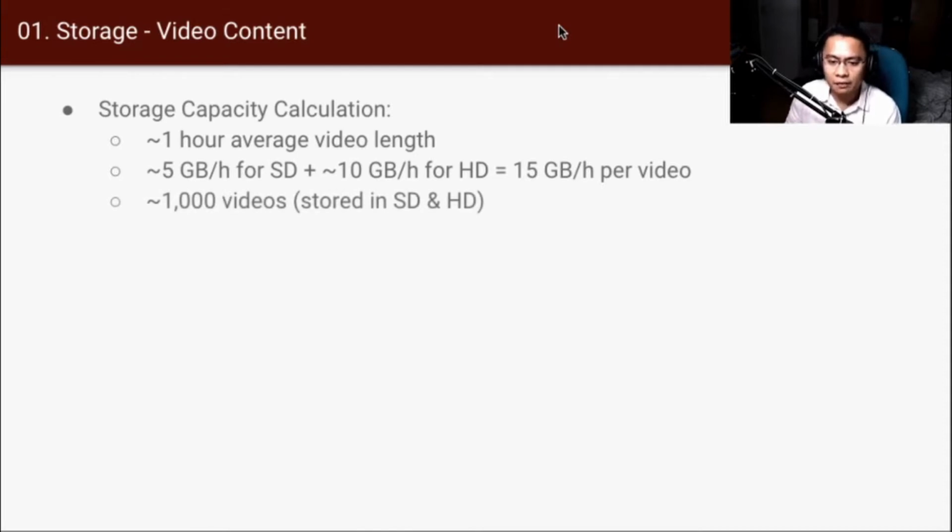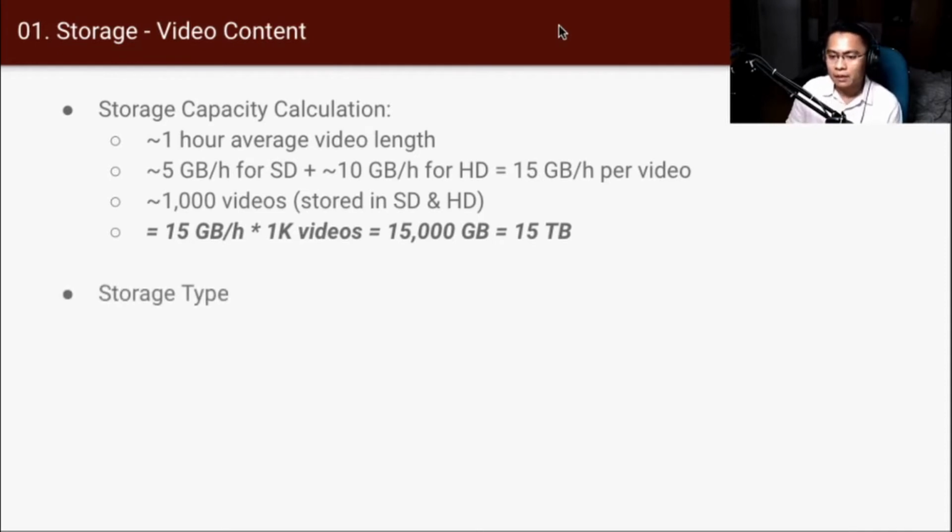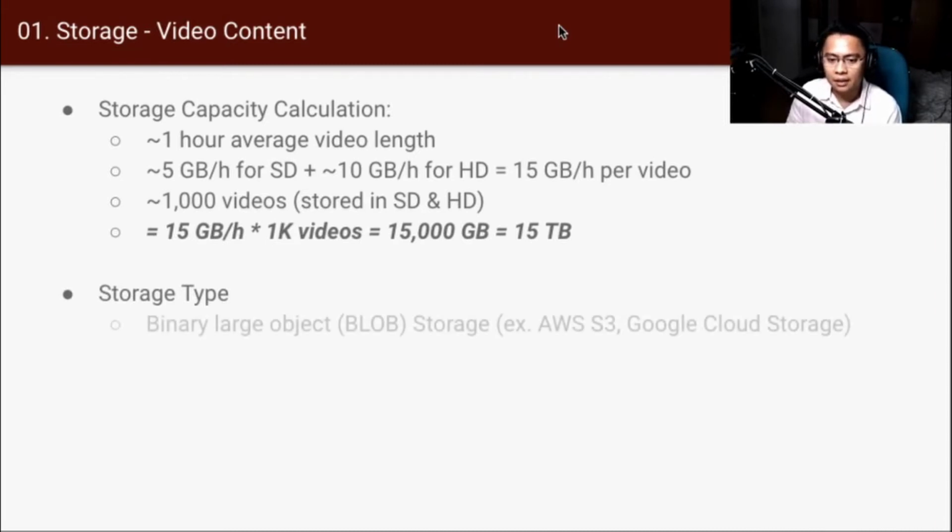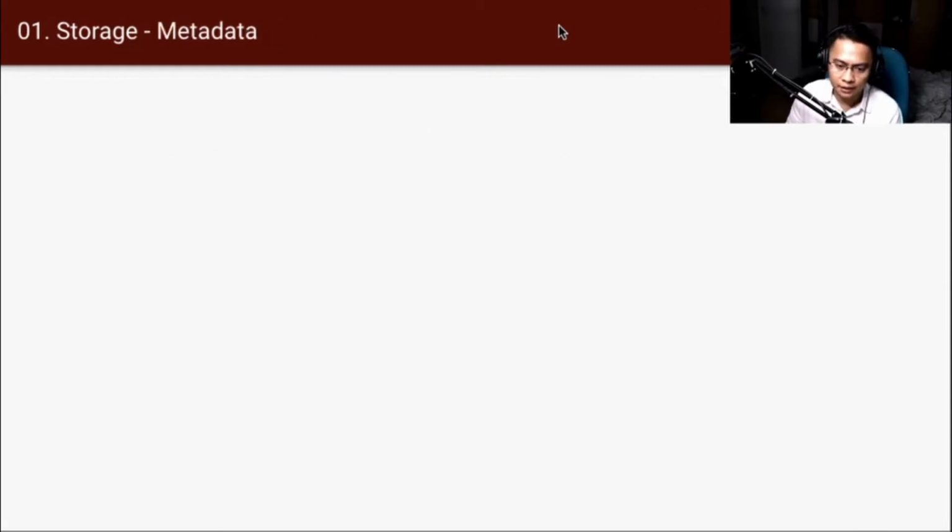And we have 1,000 videos, both stored in SD and HD. So, based on all of those data, we found out that we need 15 terabytes of storage for video content. The size is relatively not huge, but also not small. Because it's not that huge, we don't need to do any special treatment for this data. We can just store them on blob storage, something like AWS S3 or Google Cloud Storage.